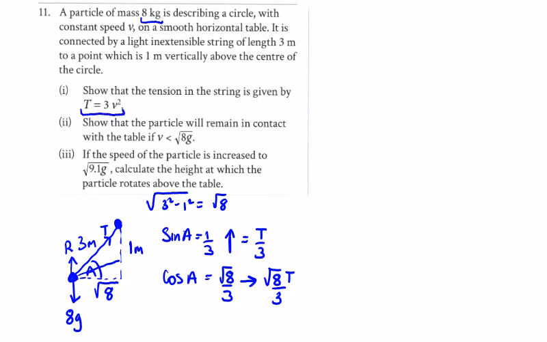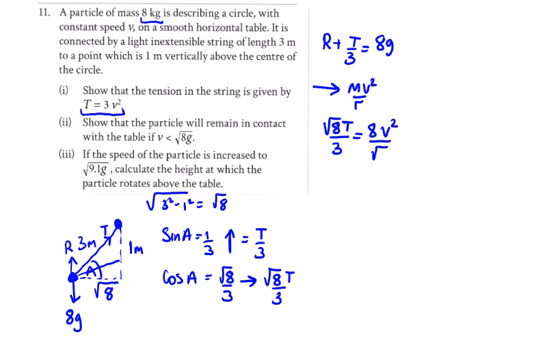So let me see, my force is now R plus T over 3, both going up, is equal to 8g. And then we're dealing in terms of v here, so I have mv squared over R for the centripetal force, so root 8 T over 3 is equal to m, which is 8, times v squared over my radius, which is root 8.